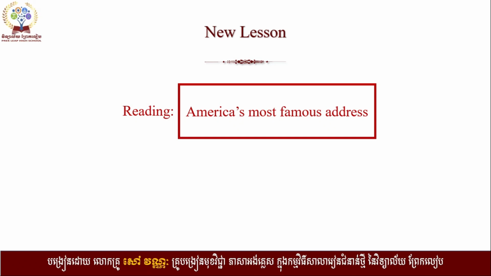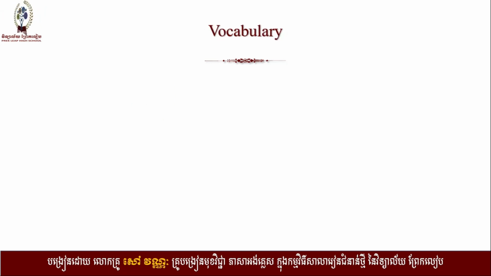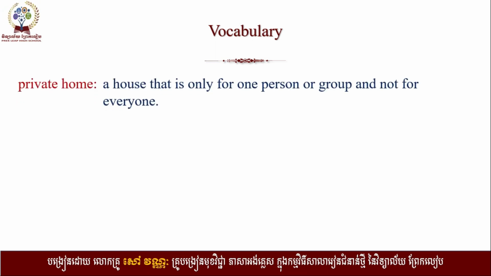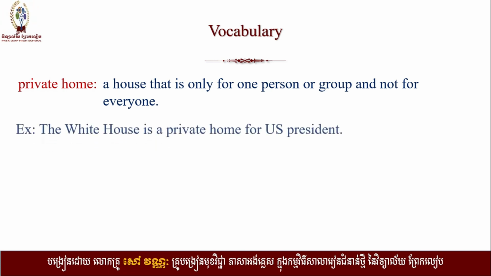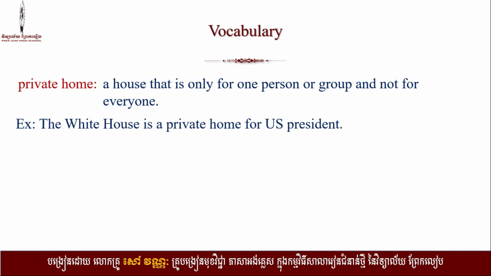Our today lesson is reading America's Most Famous Actress. Let's just look at vocabulary. Private home. Private home is a house or home that is only for one person or group and not for everyone. Let's just look at the example altogether. The White House is a private home for the US President.